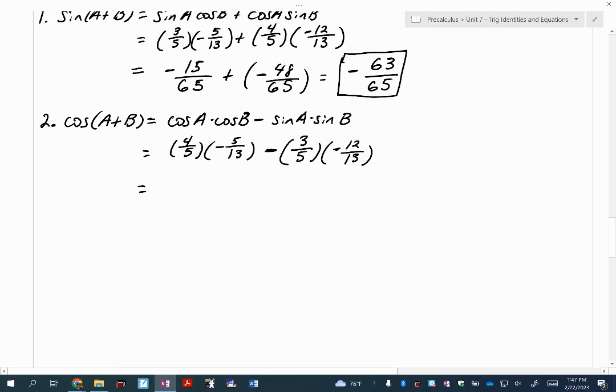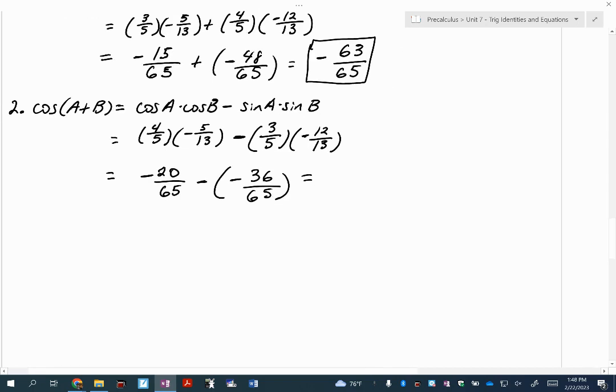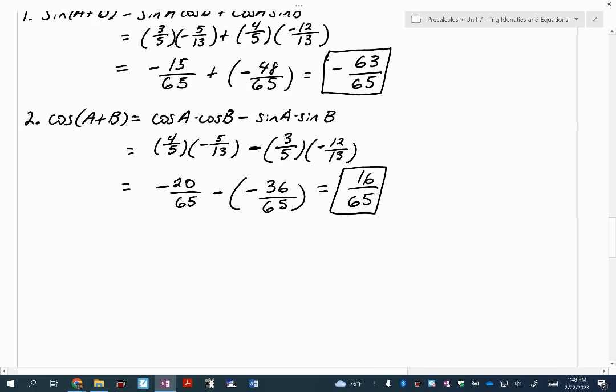All right, doing the algebra again gives me negative 20/65ths minus a negative 36/65ths. So if I want to get an answer here, I'm going to do negative 20 minus a negative, which is really addition. So plus a positive 36 is going to be 16/65ths. Okay, so that's it for number 2. Now let's do number 3.